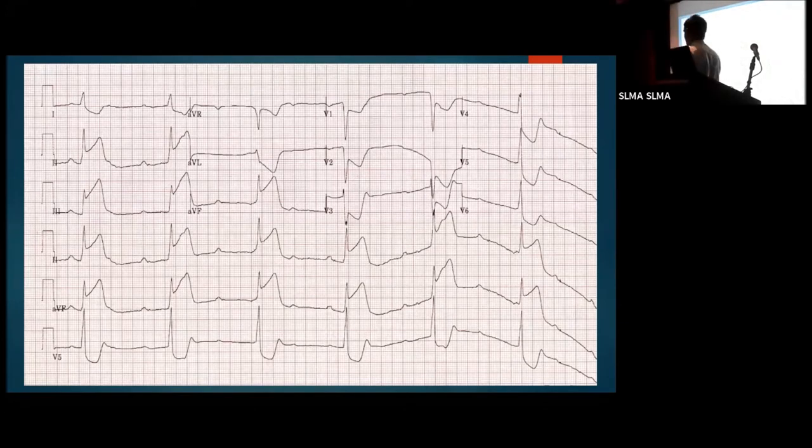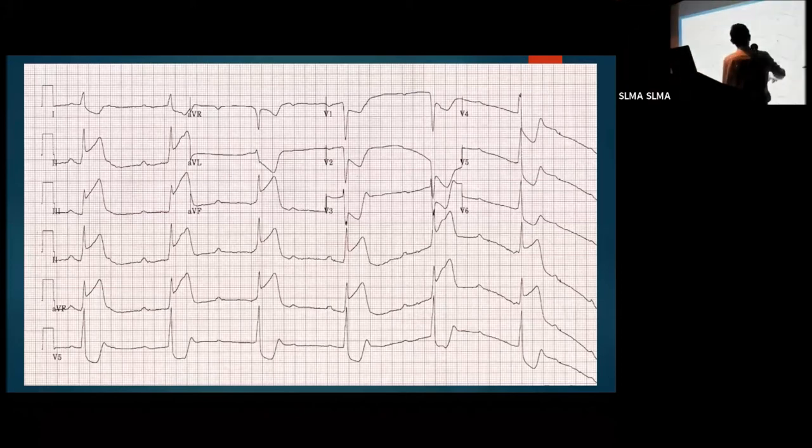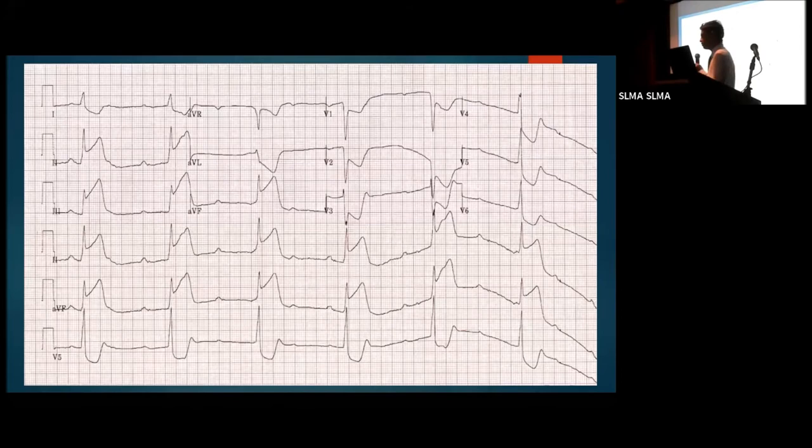Yes, excellent. As you can see, there are ST elevations in lead 2, lead 3, and aVF, as well as ST depressions in V1 to V3. In fact, it goes beyond V1 to V6. That means posterior extension. And there's a complete heart block. As you can see, the P waves are on their own rhythm, the QRS is on its own rhythm, so there is AV dissociation. This is an inferior STEMI with posterior extension and complete heart block.